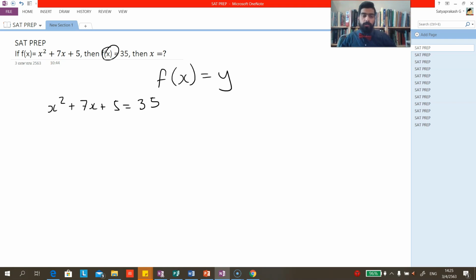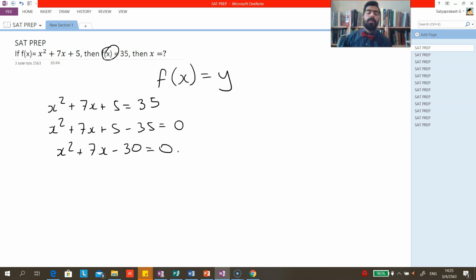Now what we're going to do is we're going to transpose this to the other side. So we would have x squared plus 7x plus 5 minus 35 is equal to 0. Alright guys, and we would have x squared plus 7x minus 30 is equal to 0. Now what we're going to do is we are going to factorize this by splitting the middle term.